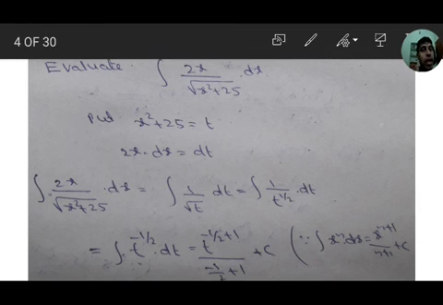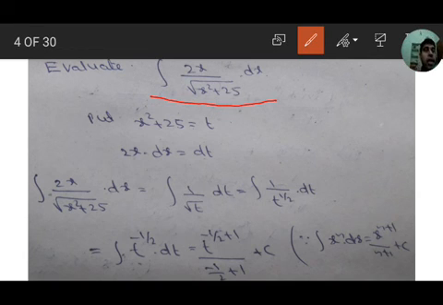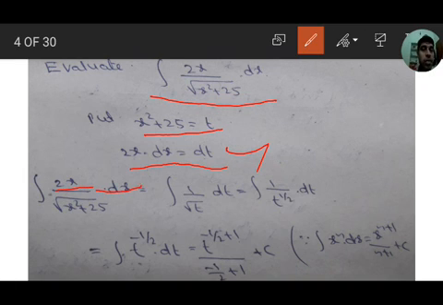So once again I am explaining, and then you have to note down the concept. Here, integration 2x by square root of x square plus 25 dx. Put x square plus 25 equal to t. Differentiating, 2x dx equal to dt. So integration 2x by square root of x square plus 25 dx: the numerator 2x dx equal to dt, and 1 by square root of x square plus 25 means 1 by root t.